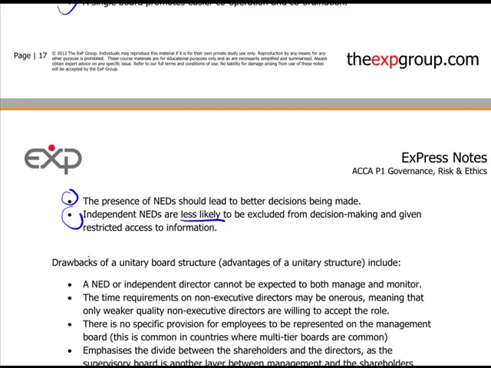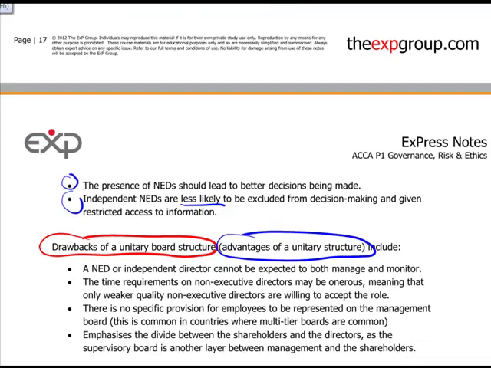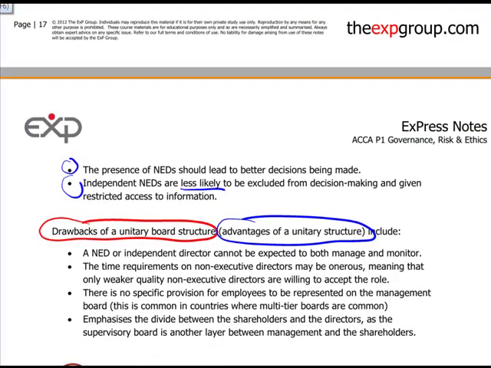Having said that, you've got drawbacks of a unitary board structure, which is the same as the advantages of a multi-tier structure. So whichever way you look at it, you've got these to think about. An NED or independent director cannot be expected to both manage and monitor. The time requirements on non-executive directors may be onerous, meaning that only weaker quality non-executive directors are willing to accept the role. Good ones will probably be non-executive directors of many organisations.